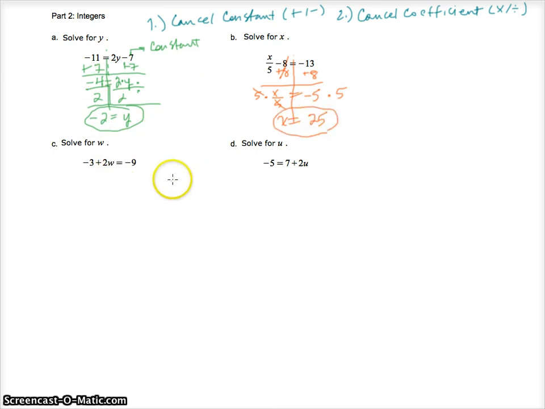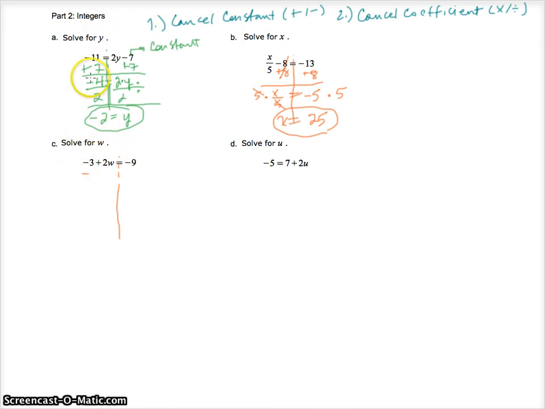Let's look at another example, example C. I have negative 3 plus 2w equals negative 9. The first thing I'm going to do is cancel the constant. The first thing I might be tempted to do is, because this is addition here, I might say, well, the opposite of addition is subtraction, and subtract 3 from both sides. Do not do this. That's bad etiquette, or bad form.